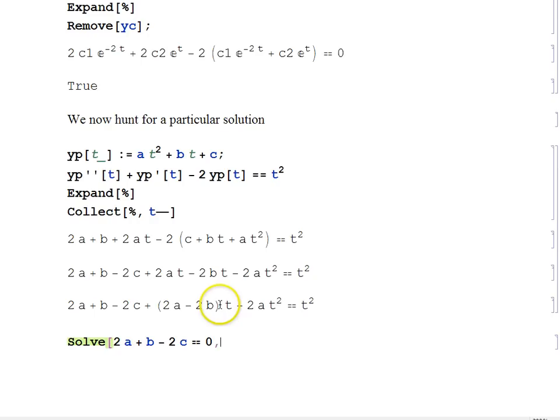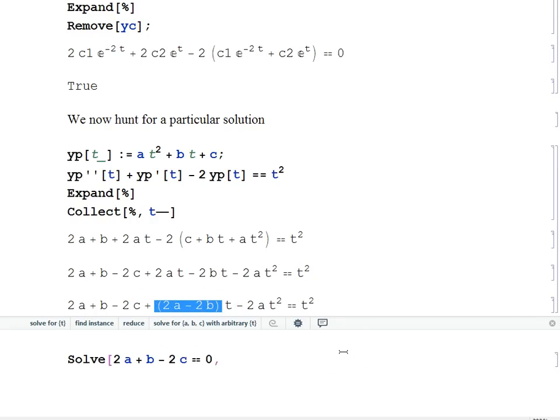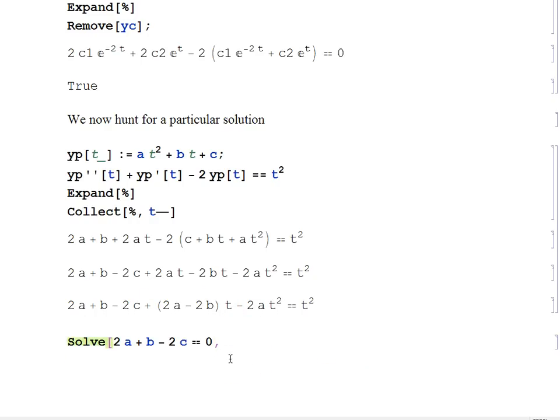And I need this thing to be equal to 2a minus 2b. What do I need that to be equal to? Well, what is the coefficient of t over on this side? 0. And I need minus 2a to be equal to the coefficient of t squared over on this side, which is what? 1. And those are all the things that have to be true to find the correct coefficients.